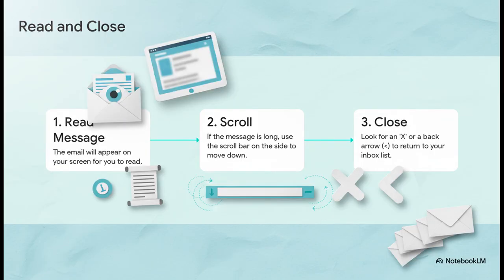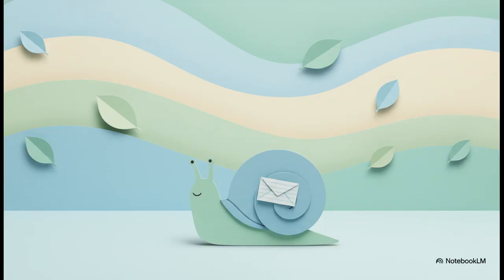If it's a longer message, no problem. You can use that little scroll bar on the right side of the screen to move down and see the rest of it. When you're all done reading, just look for a little X or maybe a back arrow. Clicking that will take you right back to your main list of messages. Simple as that. And seriously, remember, there's no rush at all. Take all the time you need to read and just get comfortable with how it all works. You're doing a fantastic job.